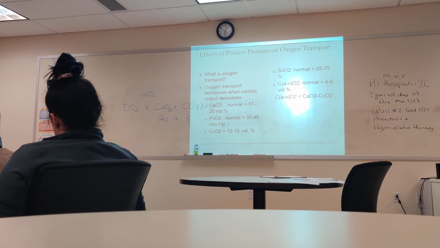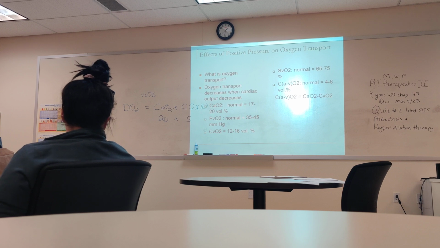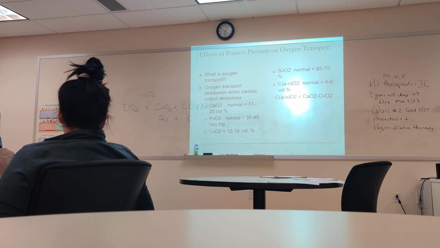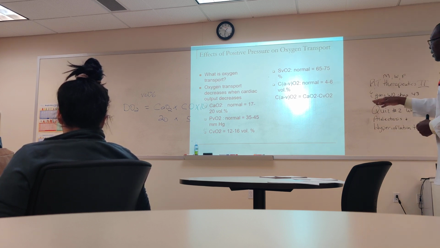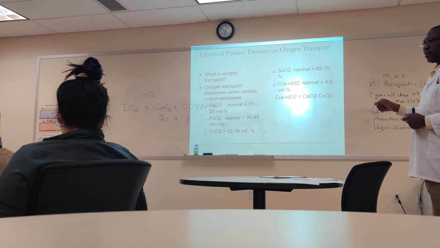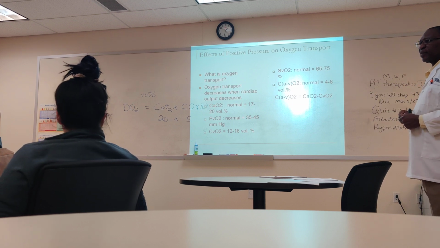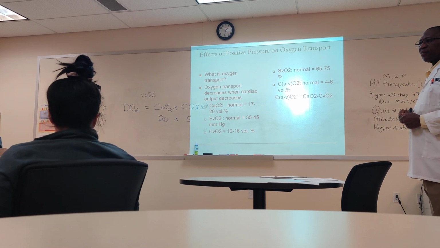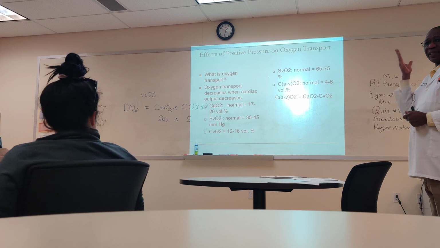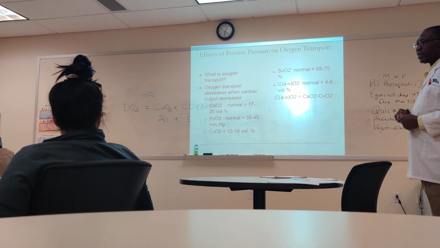All right, so if you look at the formula there, it says that DO2 equals oxygen content times cardiac output times 10. That would mean then that if cardiac output decreases, oxygen transport to the tissues will decrease, right? If cardiac output increases, oxygen transport to the tissues will increase.